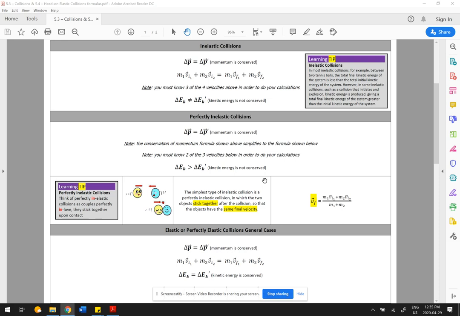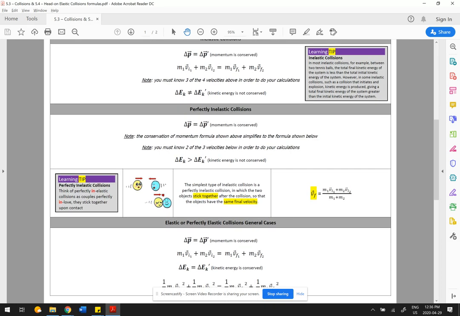What we're looking at here is the differences between inelastic and elastic collisions, but there's formulas. That's what we're going to be looking at. Now, in terms of inelastic collisions, momentum is always going to be conserved. So we can just use our conservation of momentum formula. And in most cases, you will need to have three of the velocities and you would be solving for the fourth velocity.